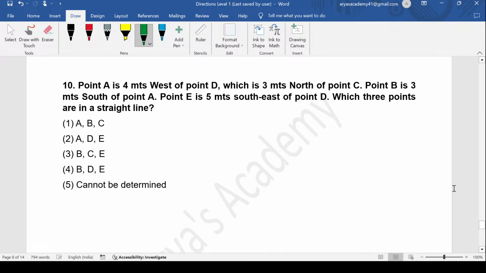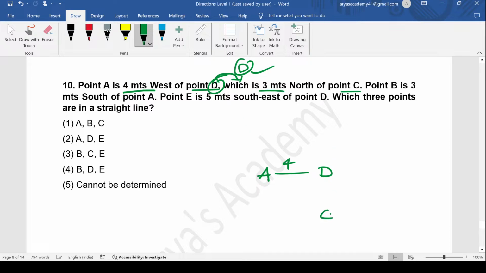Yes, so if you look at the question, point A is... you have to tell me the answer for this. Point A is 4 meters west of point D, which I think you know the meaning already. It means you have to substitute the previous letter. You can read it as D is 3 meters north of point C. So D is here. If I go 4 meters, which point will come? Point A. Point A is 4 meters west of point D.